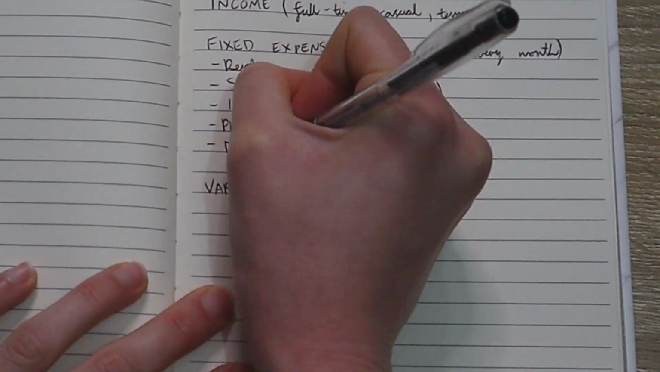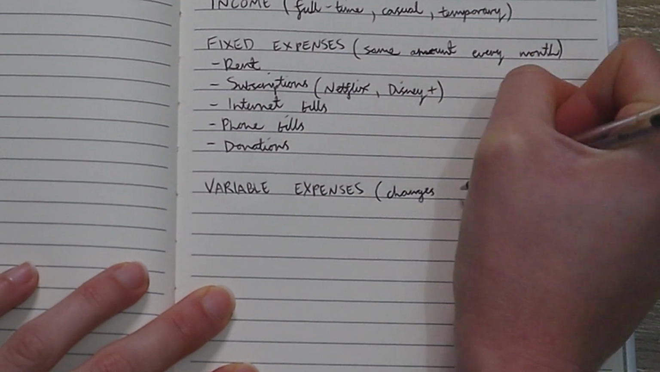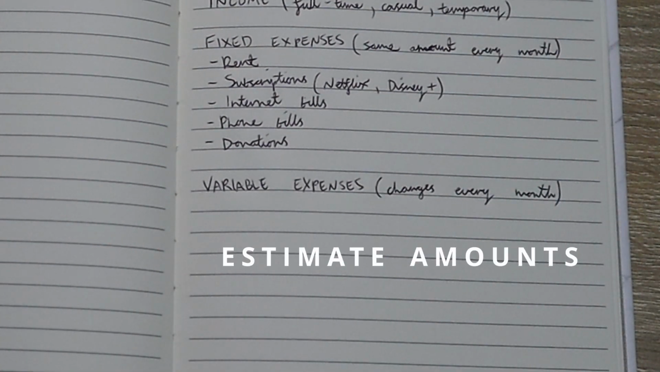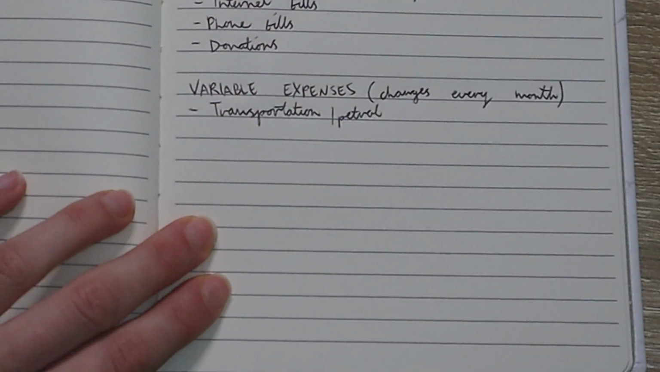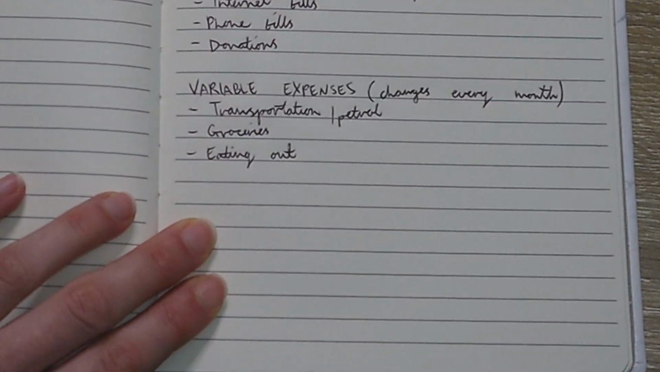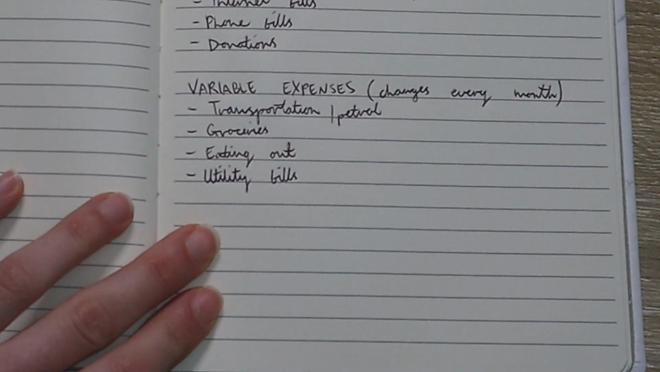Now after this, list your variable expenses. So variable expenses are expenses that will probably change on a monthly basis, so you need to estimate the amount of money you would realistically like to spend on them each month. So these expenses may include transportation or petrol, money for grocery shopping, eating out at restaurants or having takeaway food, as well as your utility bills. So this includes water, gas, and electricity. So these are your variable expenses, as they can change slightly or even dramatically sometimes.